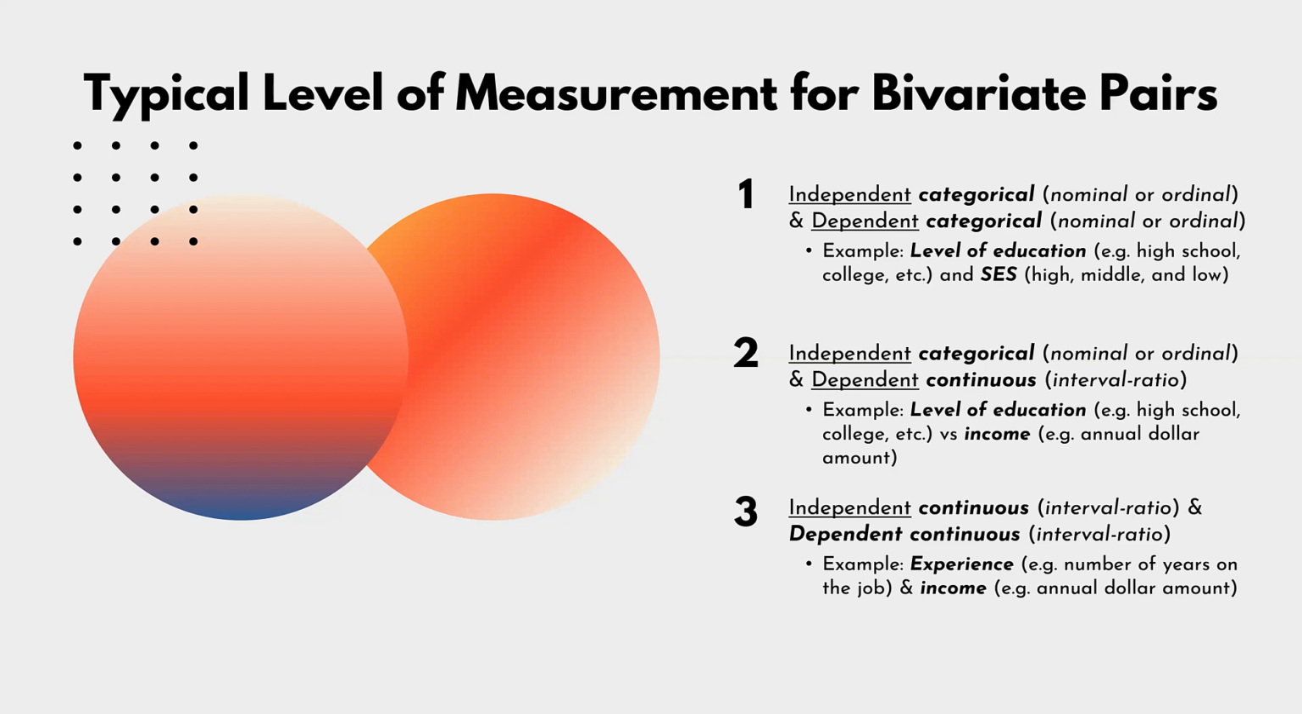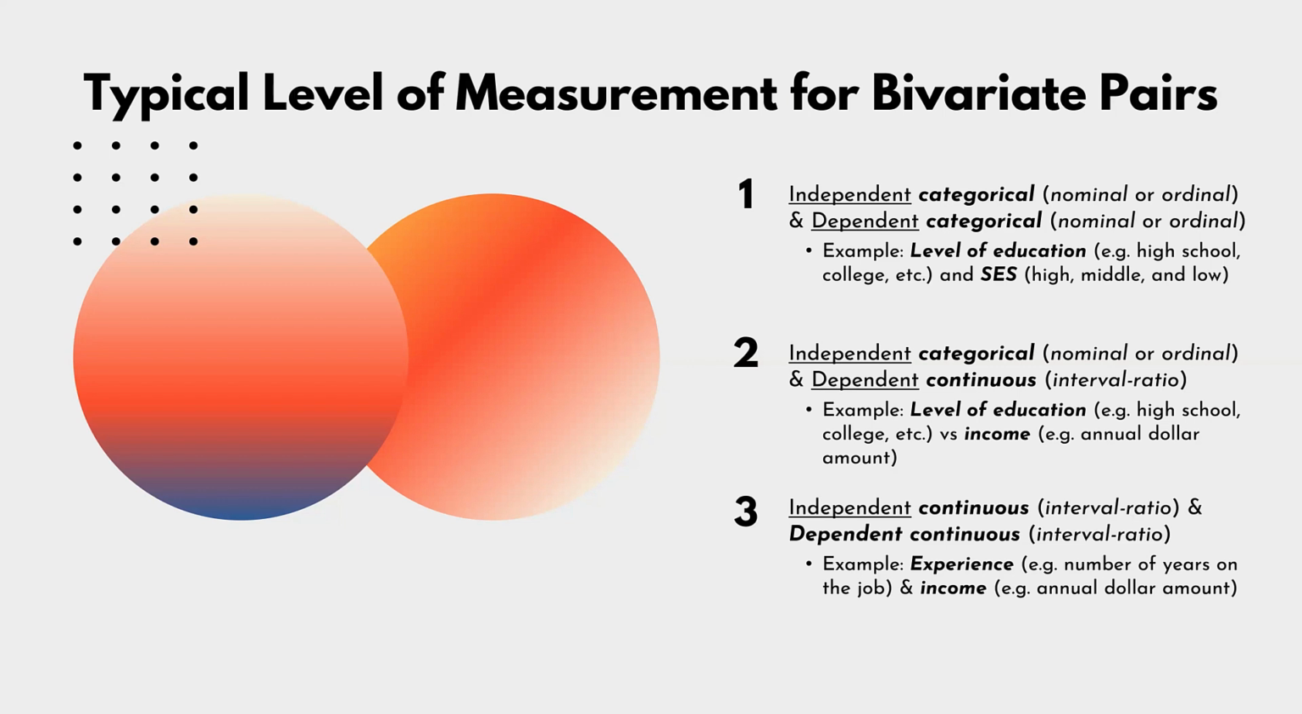Another kind of bivariate relationship pair is a categorical independent variable and a continuous dependent variable. So nominal or ordinal independent variable, interval ratio dependent variable. For example, we're looking at the same thing of level of education: high school graduate, some college, college graduate, graduate school, professional school, doctorate degree, an ordinal variable. And we have our dependent variable, which is income, so annual dollar amount of income, $0 to millions of dollars.